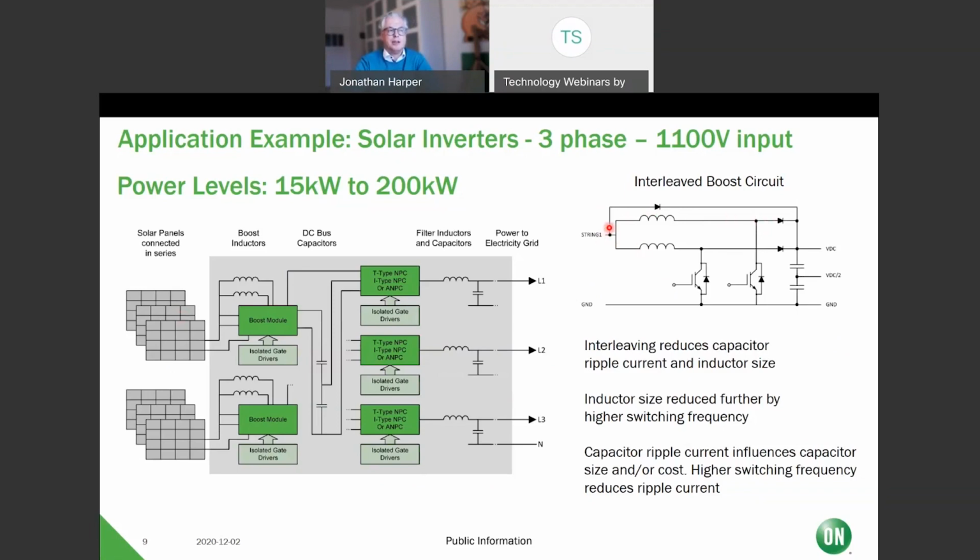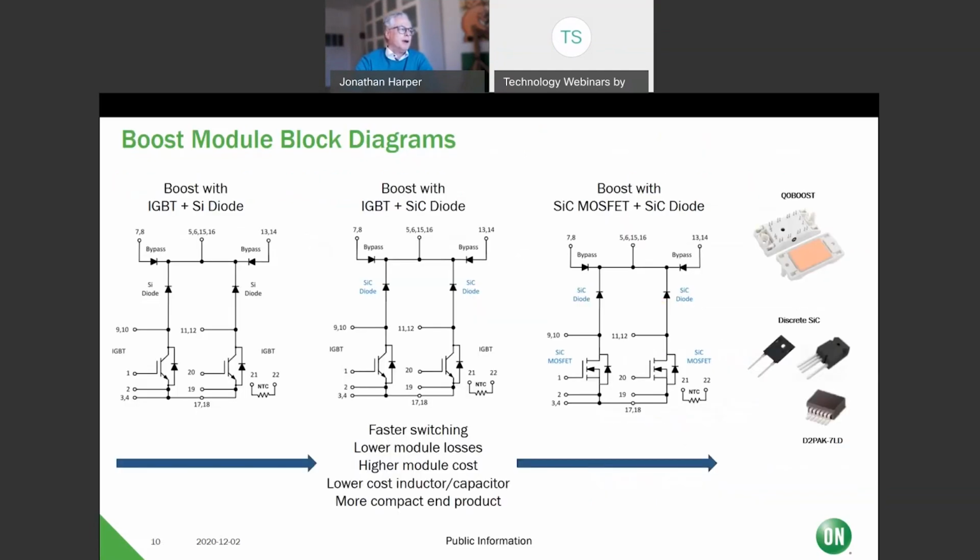current when the string is initially connected. There's also the case when this voltage is very close to the input, you just stop switching this, and then you can have power coming through here. So these are the bypass diodes.